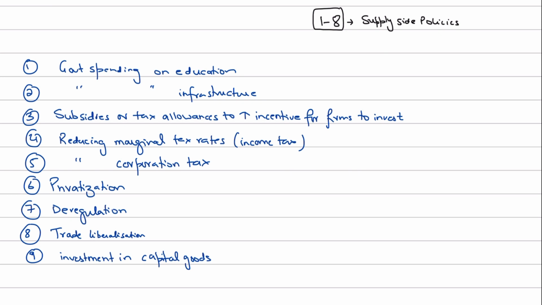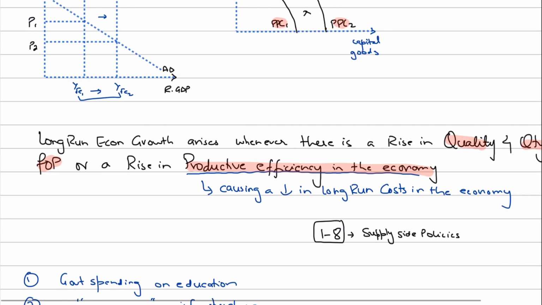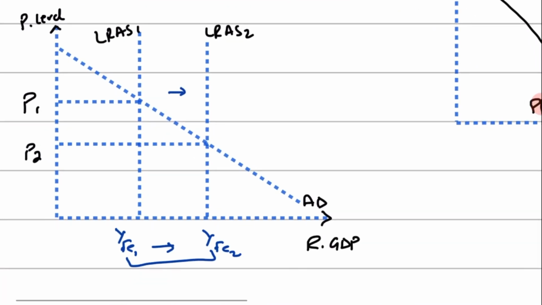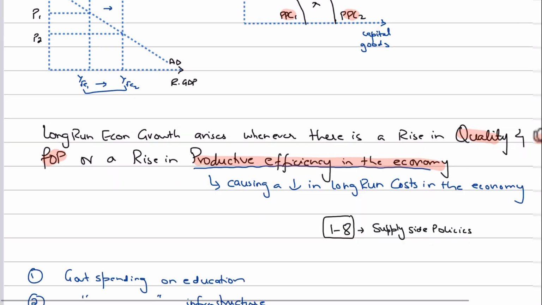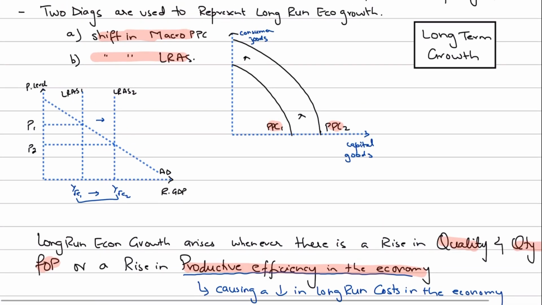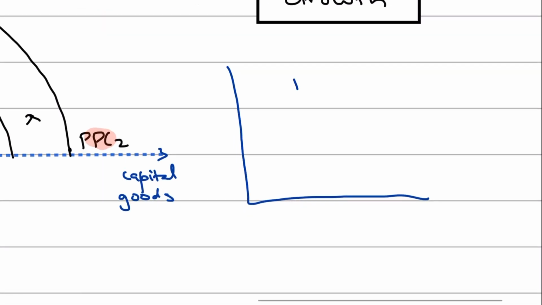What that does is that it basically increases the quality of the labor, and hence shifts the LRAS from LRAS1 to LRAS2, right? Guys, remember that this movement of the LRAS is representing the outward shift of the LRAS from LRAS1 to LRAS2.